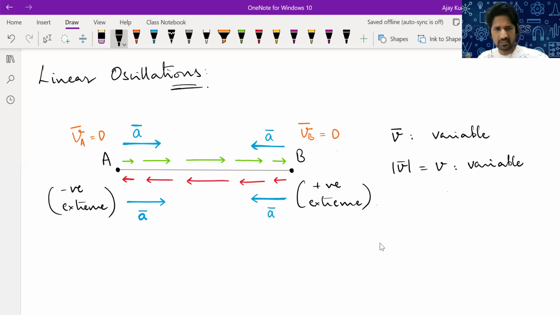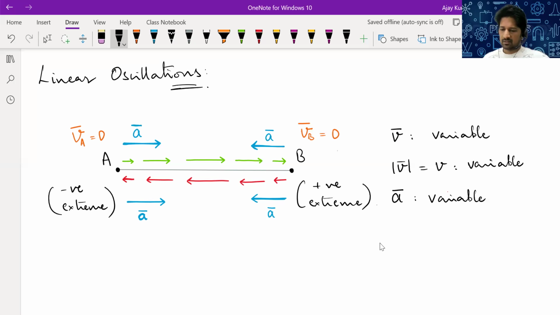Yes, hypothetically, you can imagine it moving with constant speed from A to B, colliding and coming back. But that does not happen in simple harmonic motion, or in real life oscillations. Next, think of acceleration. Acceleration also clearly is a variable, because when the object is at A, acceleration is to the right. When the object is at the positive extreme B, acceleration is to the left, in the negative direction. So definitely acceleration is changing.